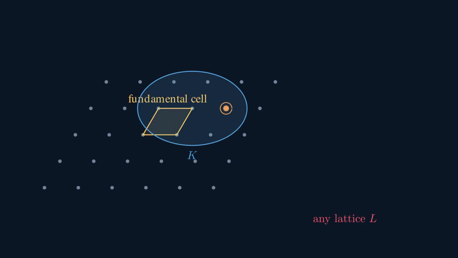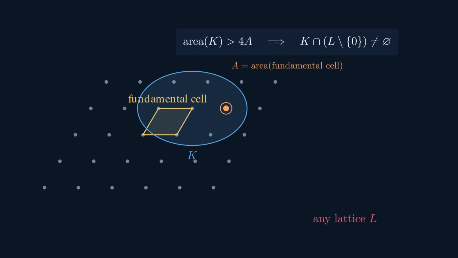The same cut and translate argument works for any lattice in the plane. Only the fundamental cell changes. The unit square is replaced by one fundamental parallelogram, one basic cell whose translates tile the plane. If that cell has area A, then every convex centrally symmetric K with area bigger than 4A contains a non-zero lattice point of that lattice.